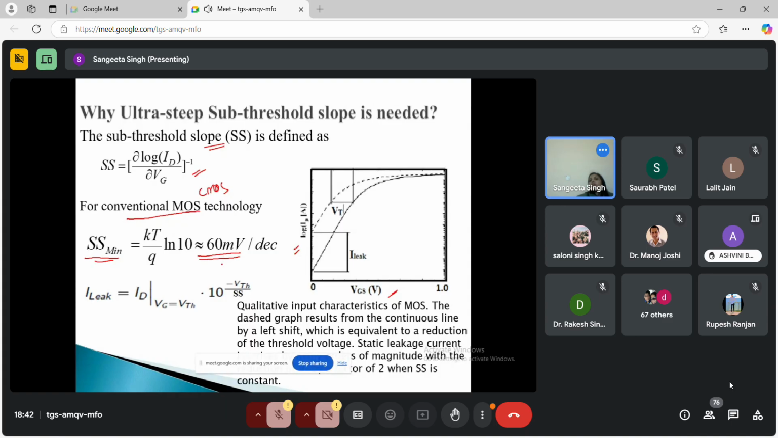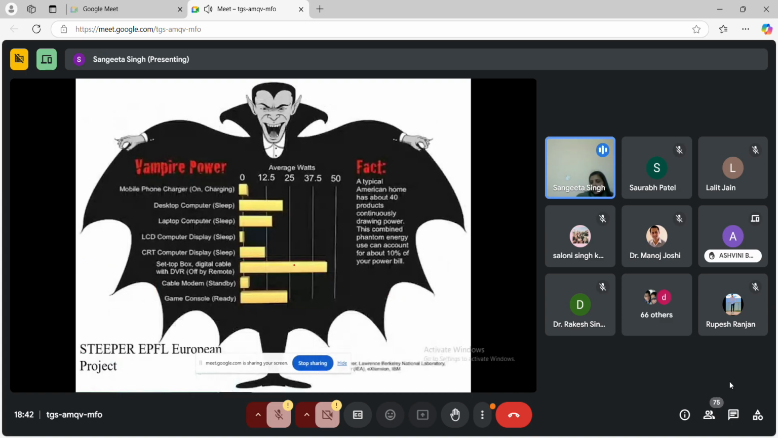But if you want to reduce the IOFF leakage, one very strong thing is that you should reduce the sub threshold slope, SS. Why do I want to reduce SS? Because if I reduce sub threshold slope, IOFF leakage is also reduced, and if IOFF leakage is reduced, the net short channel effect and all those detrimental effects because of scaling down can be taken care of. So I should reduce sub threshold slope.